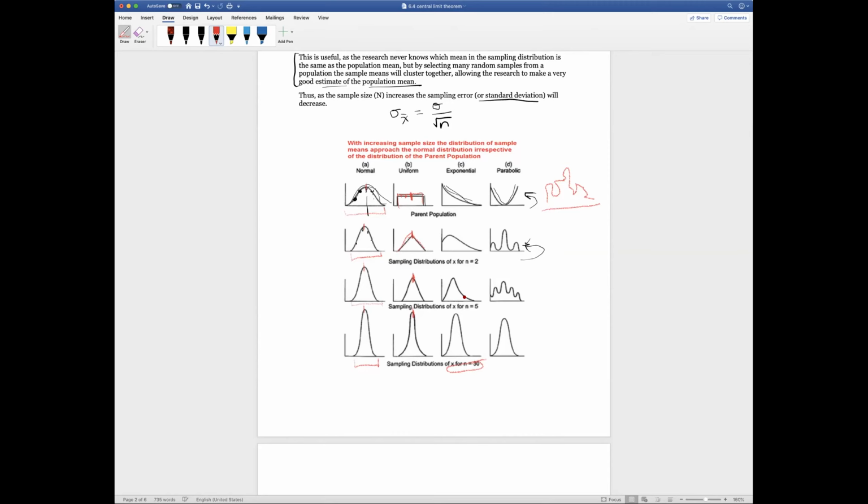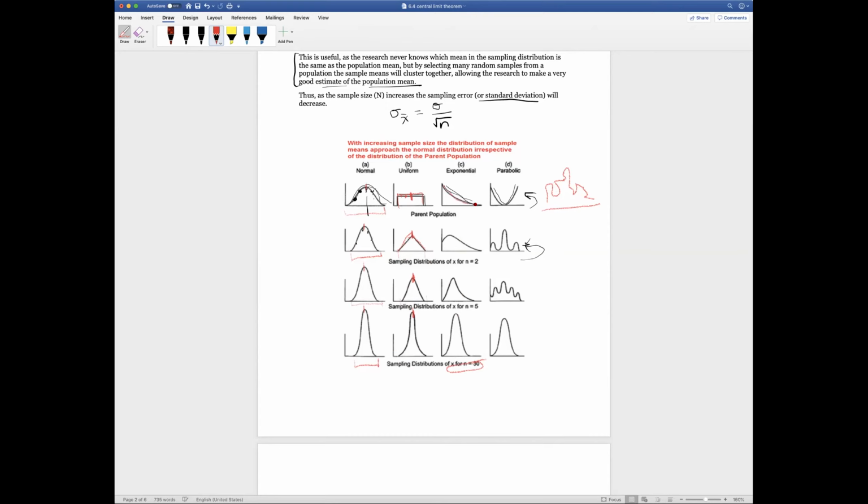And now take a look at the shape when we have sample size 5. So here I take 1, 2, 3, 4, 5 values, plot the mean. 1, 2, 3, 4, 5 values, plot the mean. Notice that the standard deviation is getting smaller. Notice that the mean stays the same, but once we get to n equals 30, we have something that is a lovely normal bell-shaped curve.